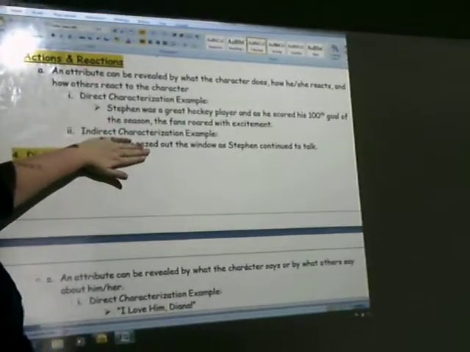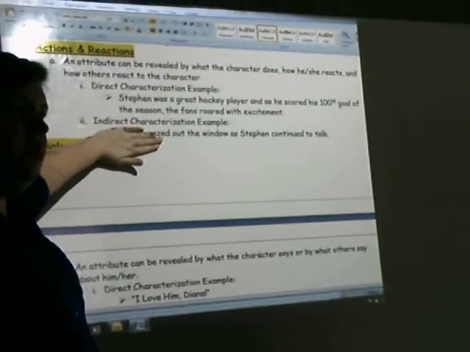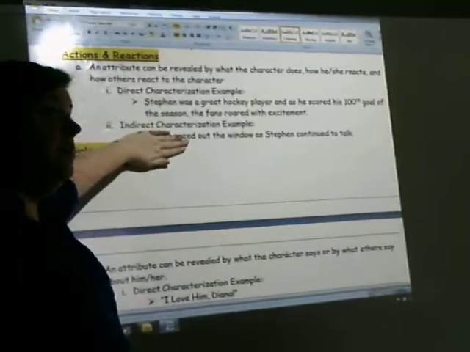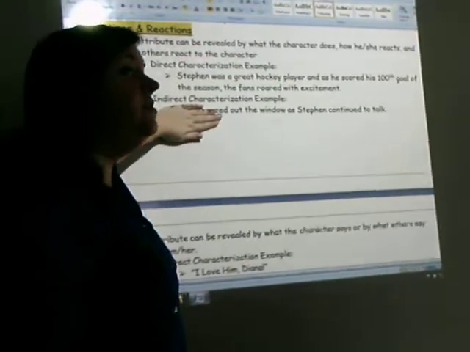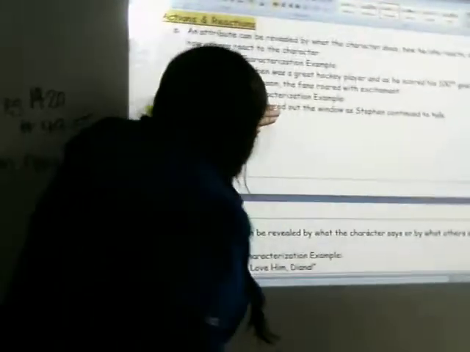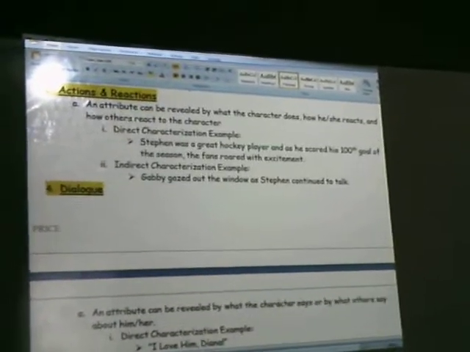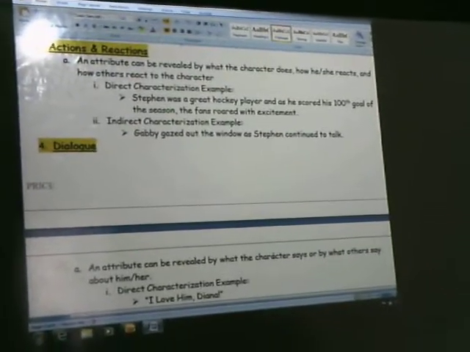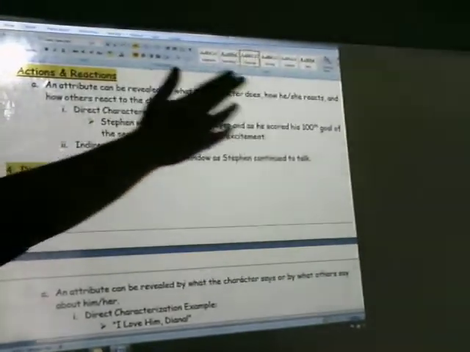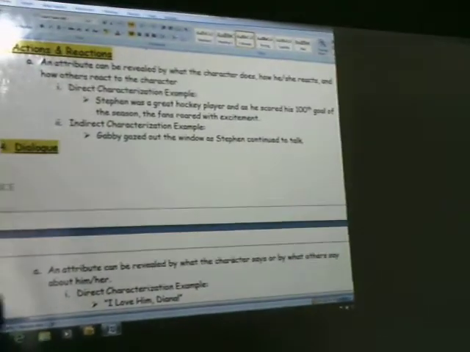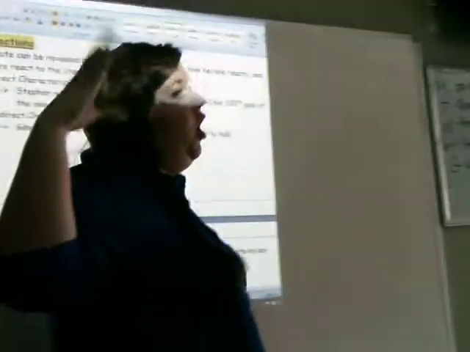Indirect characterization. What do you have to do here? Nathaniel. Indirect, you need to infer. Excellent. Read the example for me, sir. Gabby gazed out the window as Stefan continued to talk. Okay, what can you infer about Gabby?